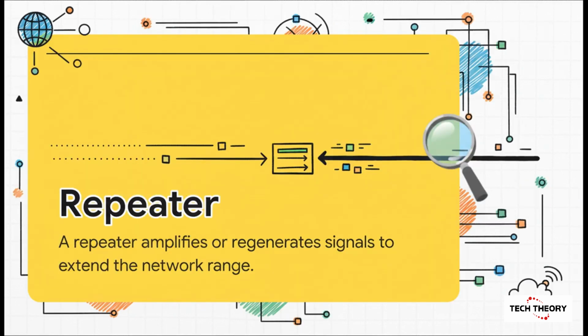Well, say hello to the repeater. It's a really simple but genius device. It just listens for that weak dying Wi-Fi signal, cleans it up, gives it a shot of energy, and then rebroadcasts it with full strength. It basically just extends the reach of your network further into your home.